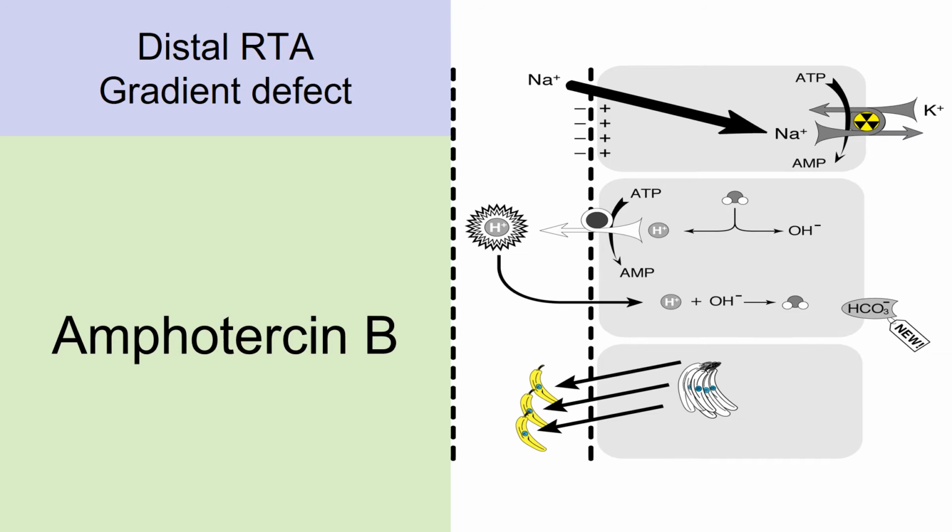So in these patients, the distal RTA occurs because the hydrogen that is secreted cannot stay within the tubular lumen and goes back and gets reabsorbed, and your ability of the kidney to secrete hydrogen ion is taken away, right? The potassium losses keep occurring, and you have a hypokalemic distal RTA.